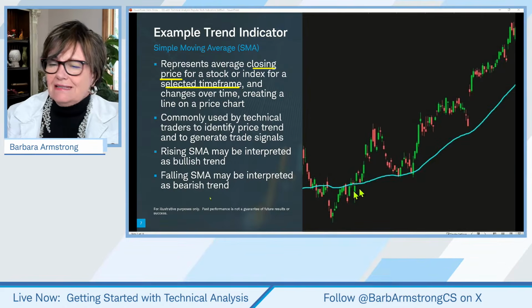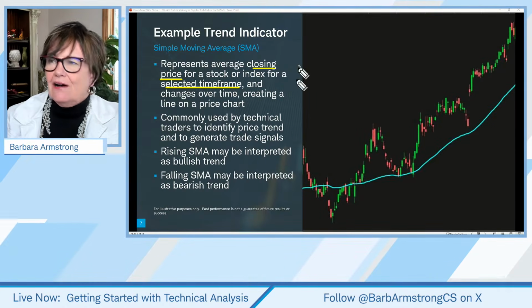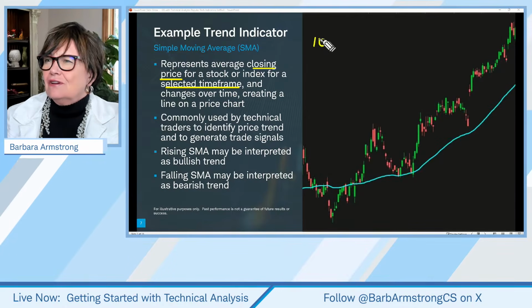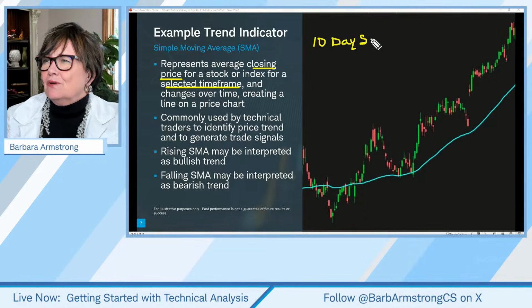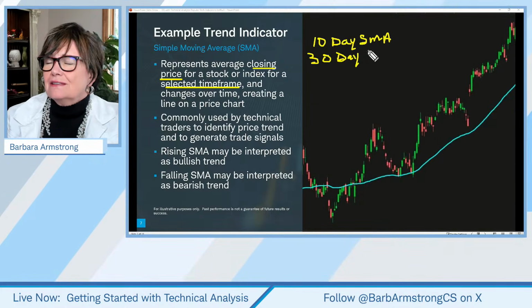So if this is a 30-day, and on my charts, I tend to have a 10-day moving average, a simple moving average, and a 30-day moving average. Now, some prefer 20 and 50. It's just a matter of personal preference. Now, why did I choose these?